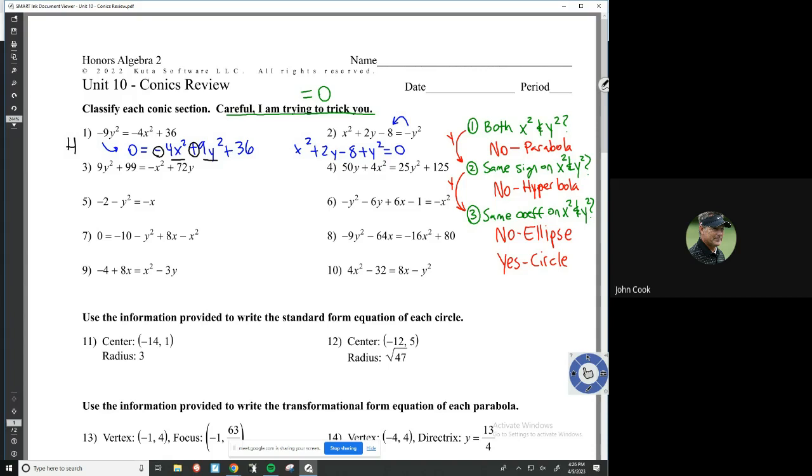Do I have both an x squared and a y squared? I do indeed. Do they have the exact same sign? Yeah, they're both positive, it looks like. Do they have the exact same coefficient? Yes, they do.